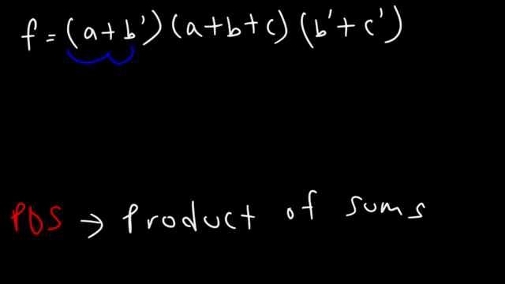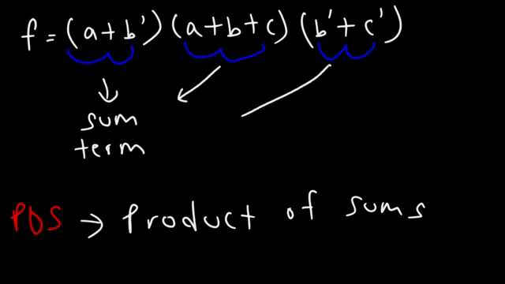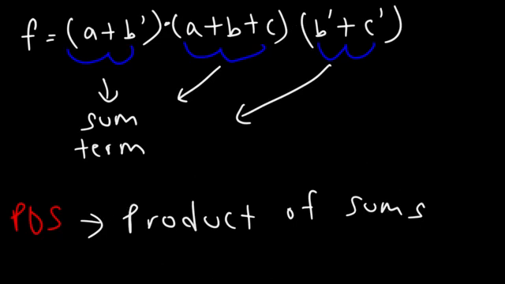This right here is a single sum term. The reason why it's a sum term is because you're adding A and B prime. So notice that we have a total of 3 sum terms, and we're multiplying each of those 3 sum terms together. So thus it is a product of sums expression.